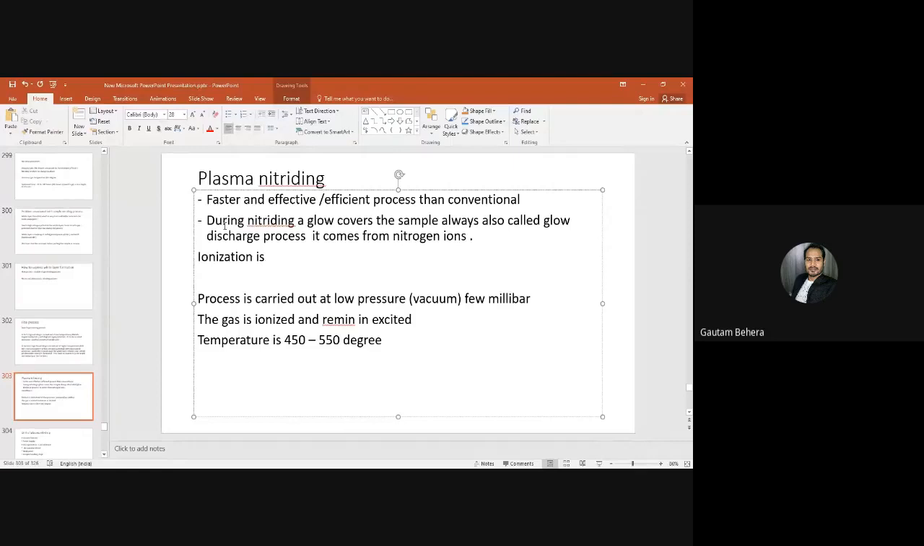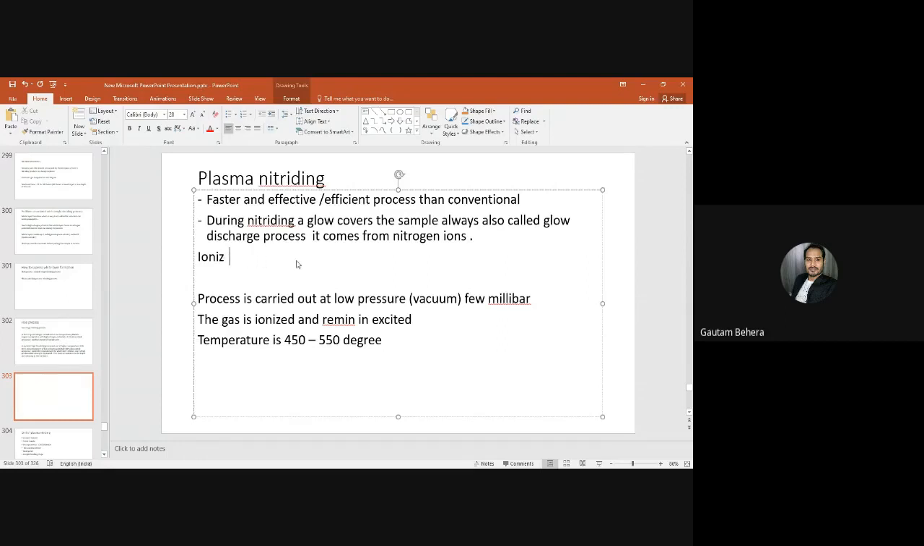And there is an interesting point during plasma nitriding or ion nitriding: a glow covers the sample always, so it is also called the glow discharge process. This glowing is due to the presence of nitrogen ions. Because these nitrogen ions cover the steel, it looks like a glowing surface. During the process, the sample appears glowing because an atmosphere of nitrogen ions is there.